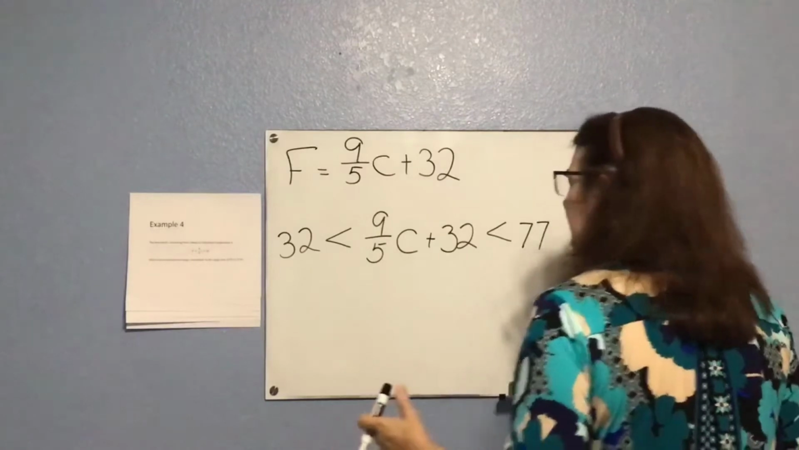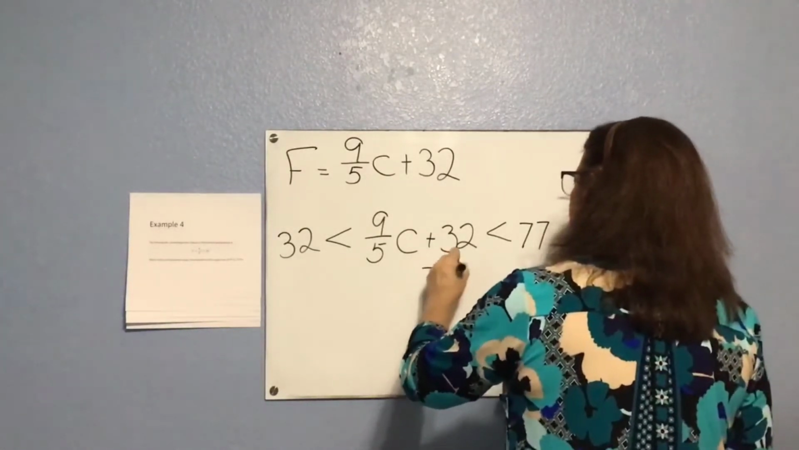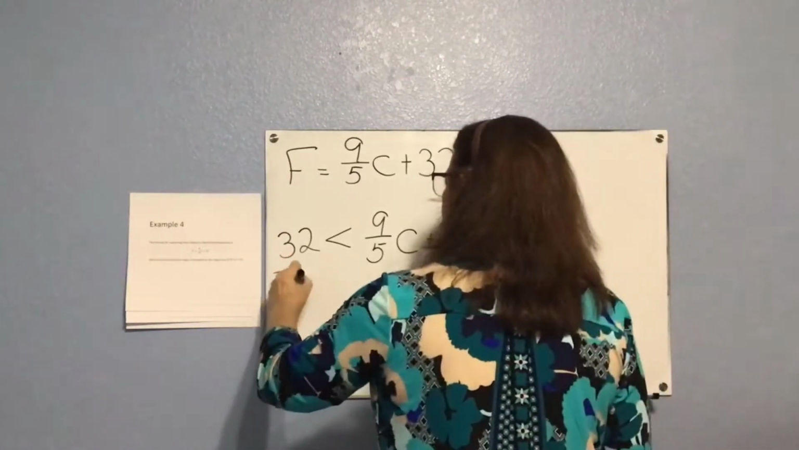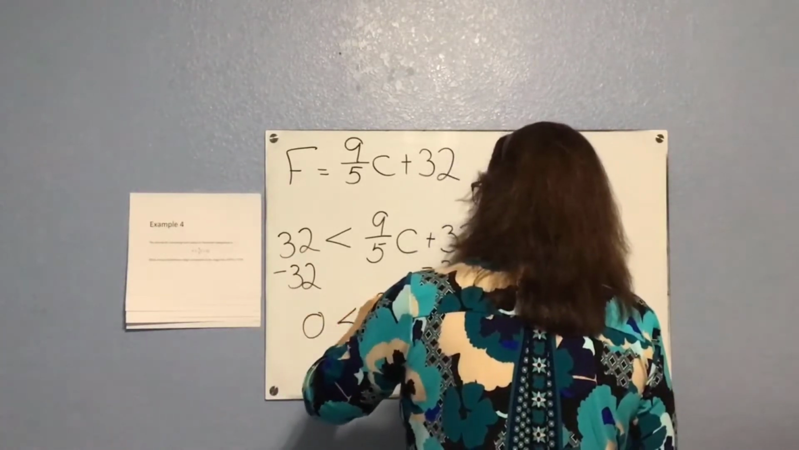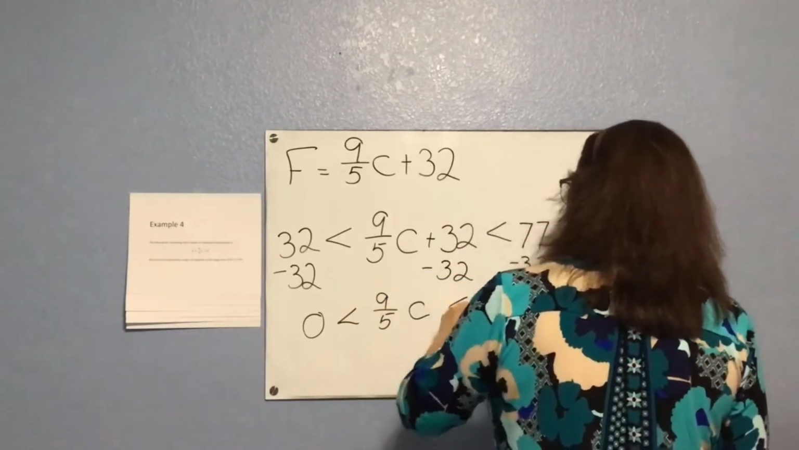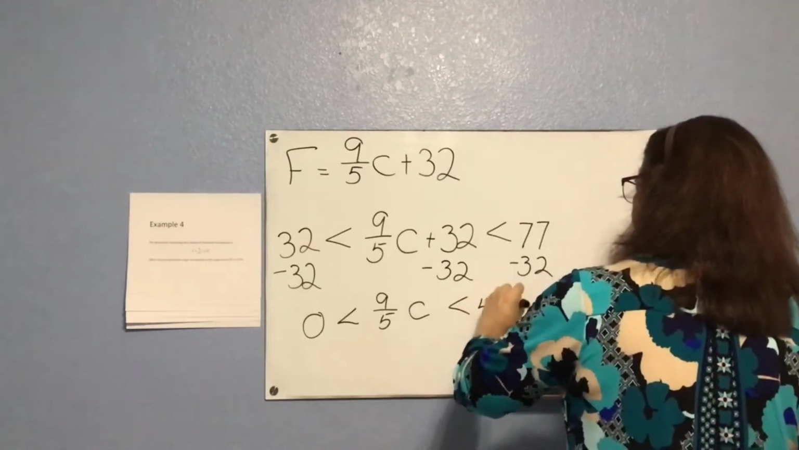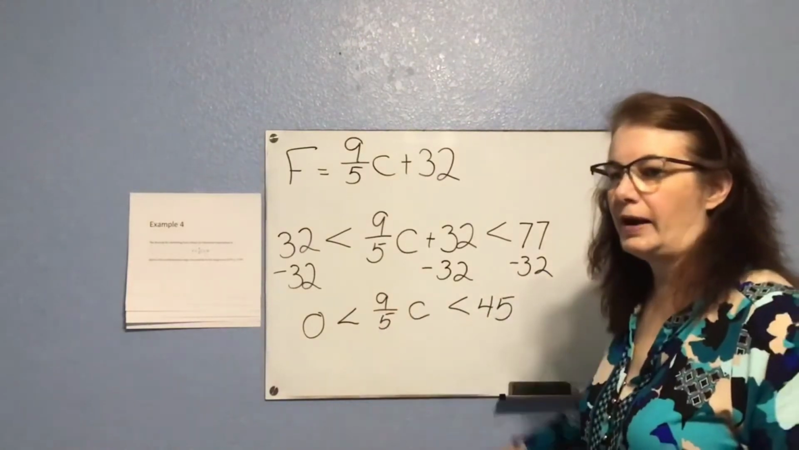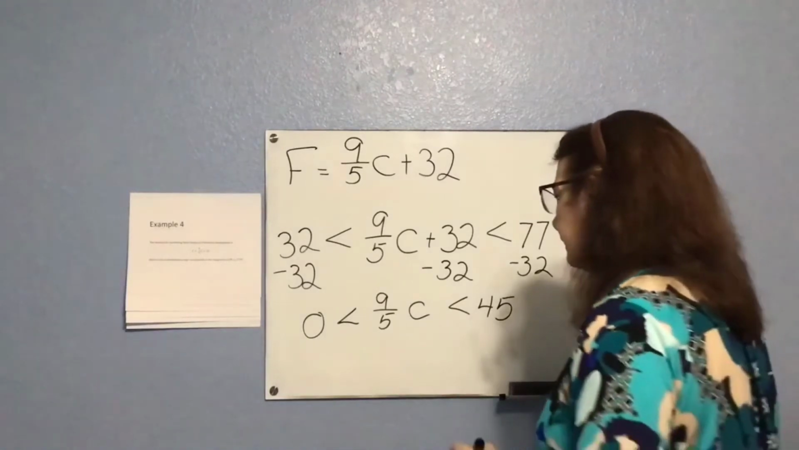And now we work this just as we would any other inequality. So negative 32 first. And I get 0 less than 9/5 C less than 45. Okay, to get rid of the 9/5, I'm going to multiply by its reciprocal, which is 5/9.